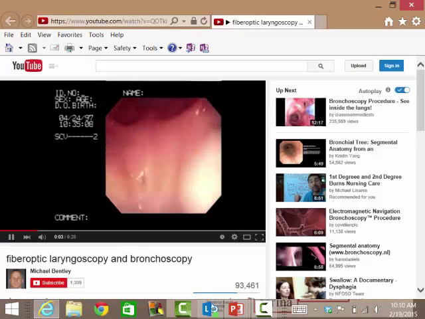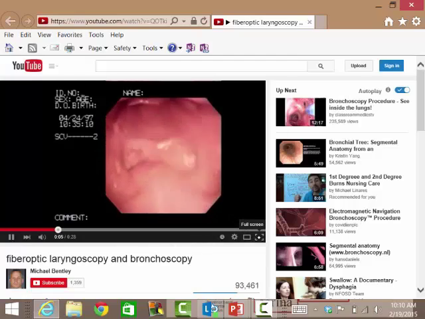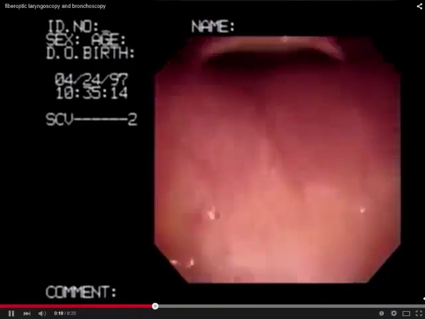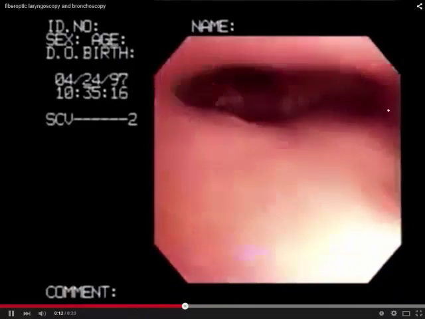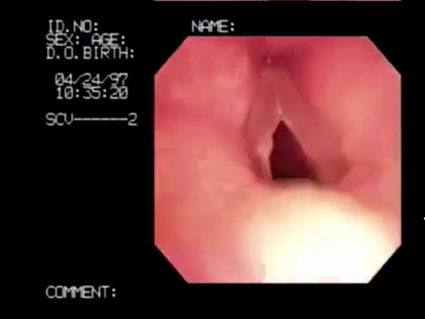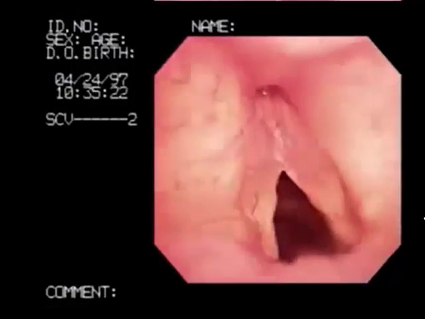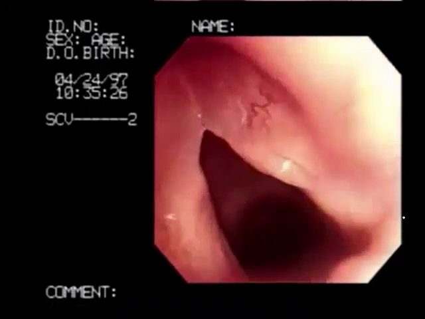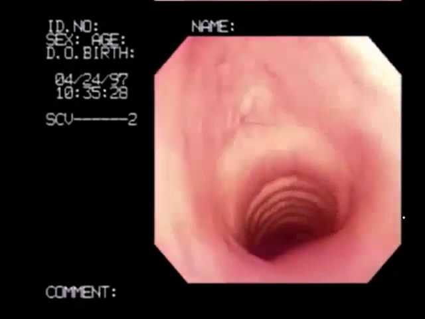Following topical anesthesia of the airway, the fiber optic bronchoscope is introduced orally. The epiglottis is observed anteriorly. The bronchoscope is then directed under the epiglottis where the laryngeal structures, including the vocal cords, are seen. The tip of the bronchoscope is advanced past the vocal cords and into the trachea.